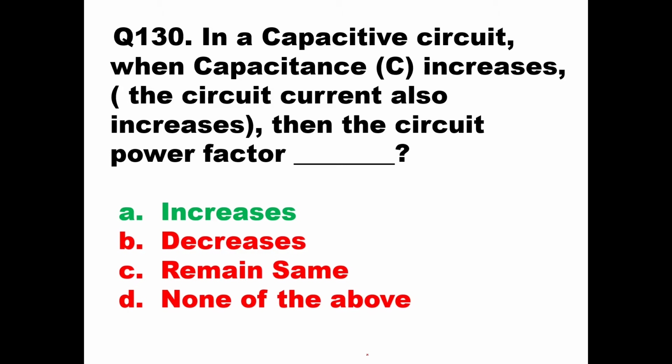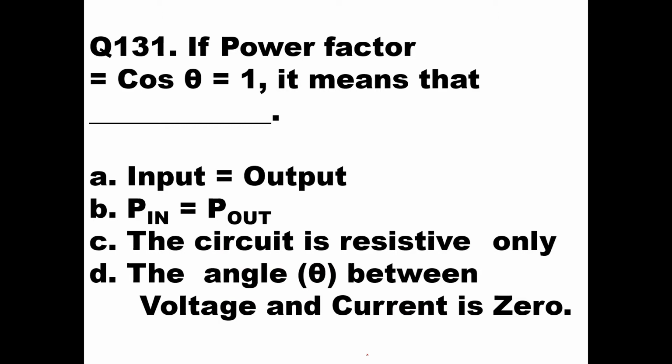Then we'll go to the next question, question number 131. If power factor, which is equal to cos theta, is equal to 1, it means, option A, input is equal to output, power in is equal to power out, the circuit is resistive only, and the angle theta between voltage and current is 0.